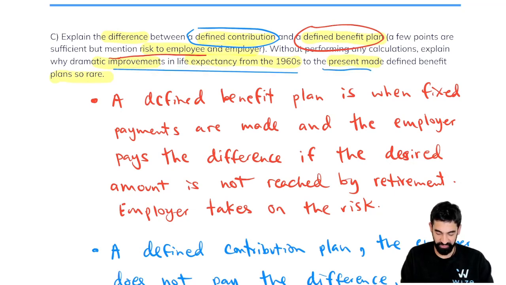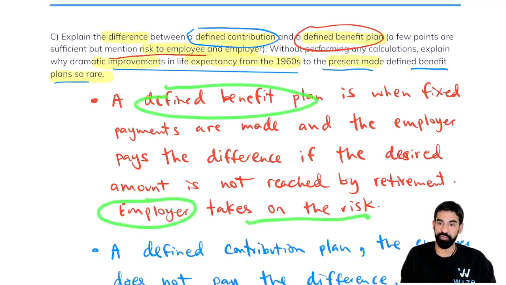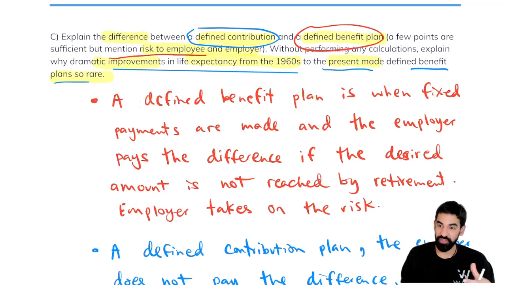And for the third mark, it says, explain why dramatic improvements in life expectancy from the 1960s to the present made defined benefit plans so rare. Defined benefit plans were the first one, where the risk was being taken on by the employer. Because if people are living longer, then is that good for the employer or bad? Well, in terms of the investment, it's bad, right? Because if they're promising to pay the difference, well, now instead of living for 20 years after retirement, if the person is living 30 years, they need more money. So if the employer promised to pay the difference, it's going to be too expensive. So you could just put that in any kind of words.